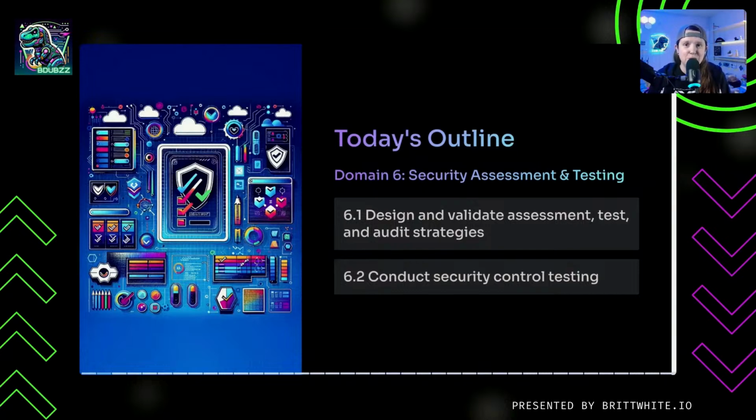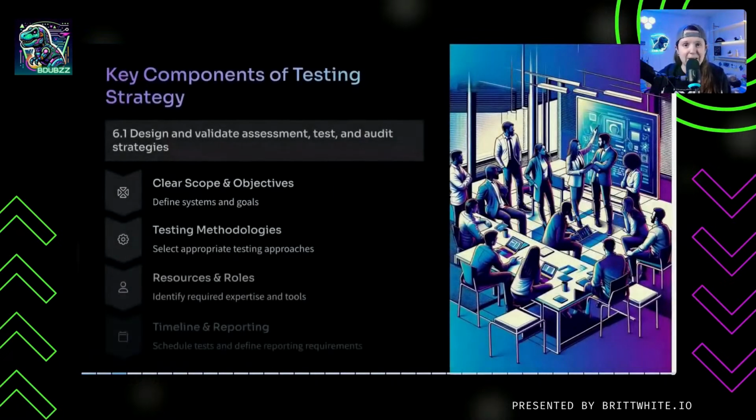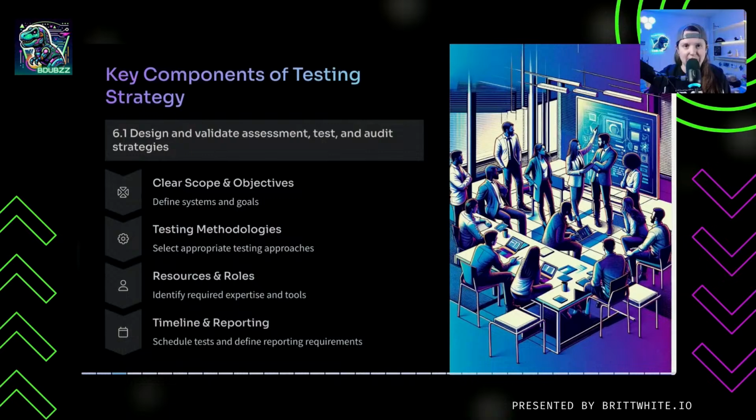We'll focus on two key objectives today. 6.1, Design and validate assessment, test, and audit strategies. And 6.2, Conduct security control testing. Let's get started. Let's dive into Objective 6.1, Creating effective security testing strategies. Think of this as architecting your security testing roadmap. A well-designed strategy isn't just about checking boxes. It's about protecting your organization's assets in a systematic and comprehensive way.